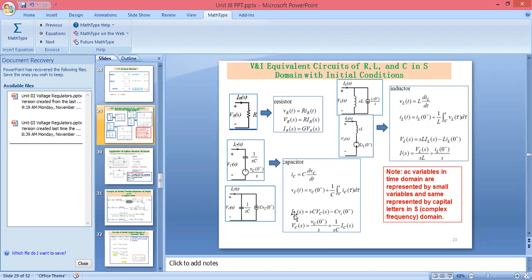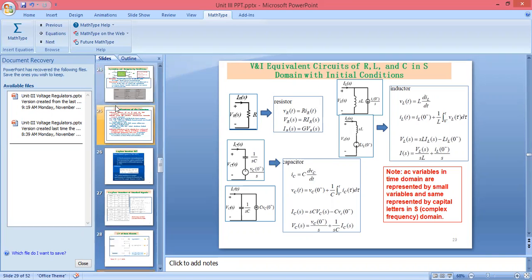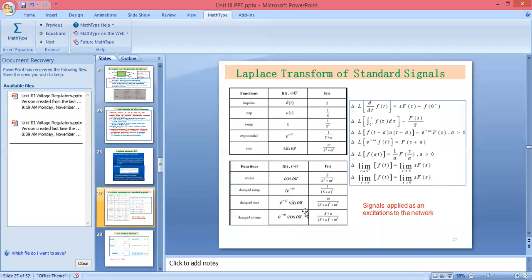In the frequency domain. In time domain, you will get C dVc upon dt. How will you get it? Because we know Q equal to CV, and dQ by dt equal to I. We have seen this concept in the RC circuit, and we are using the same concept for the time domain. When we are converting the time domain into the frequency domain, at that time we are using the rules which we have given here for the frequency domain. We are using the values of the time domain for the frequency domain, so I am writing as it is.